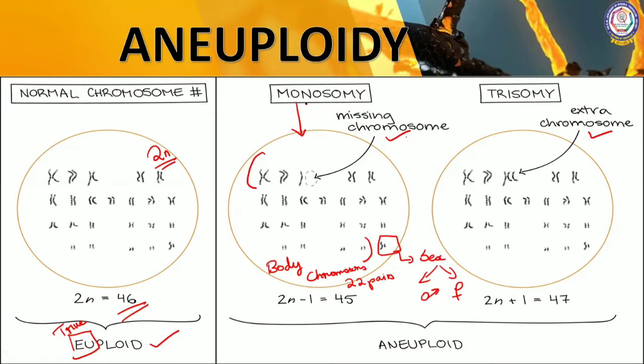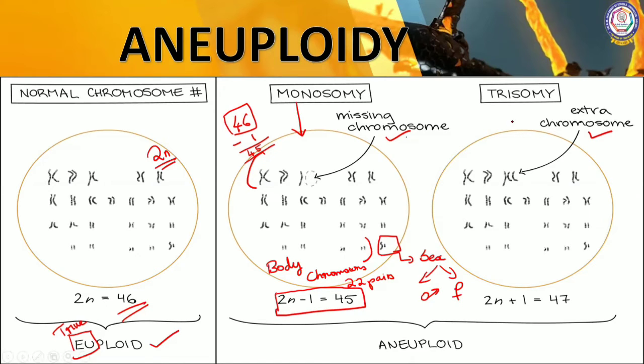Why is there a term called mono? Mono is nothing but single. One chromosome is less comparatively with the normal set of chromosome 46. So one is missing and the total number will be 45. You can see very much here. It is 2n minus 1 condition.